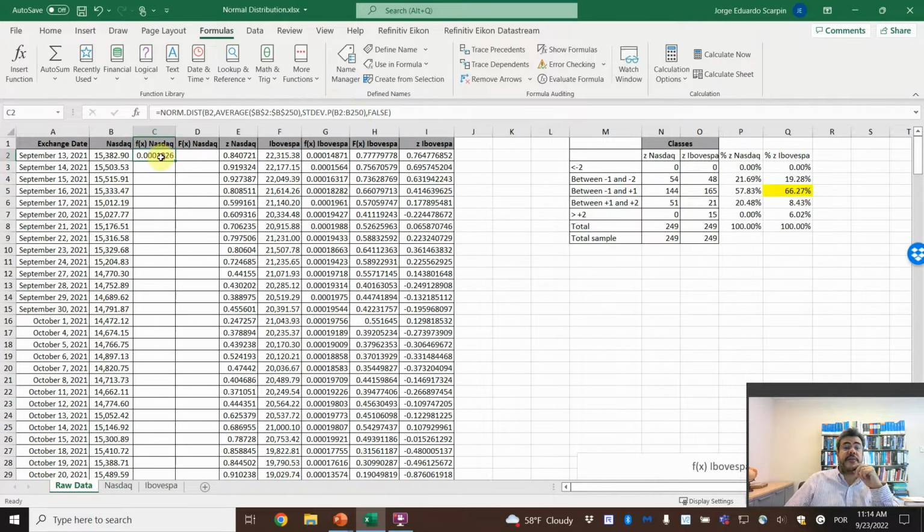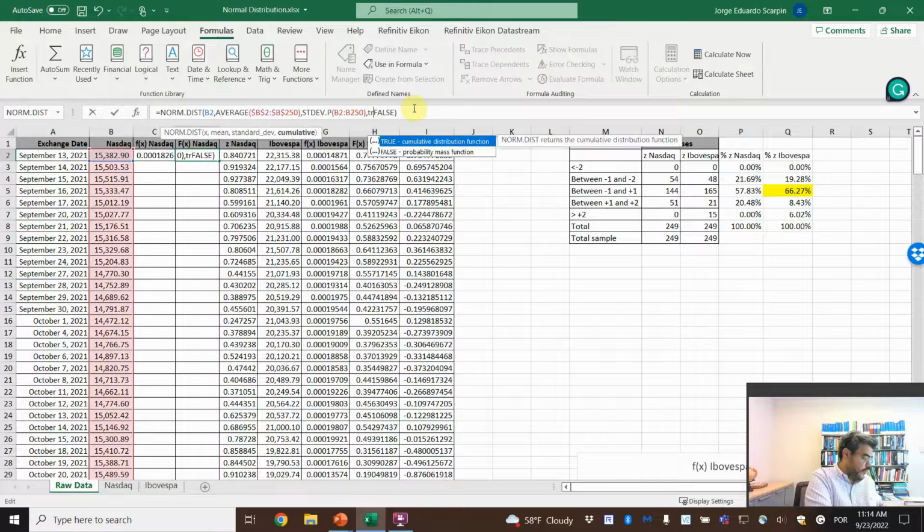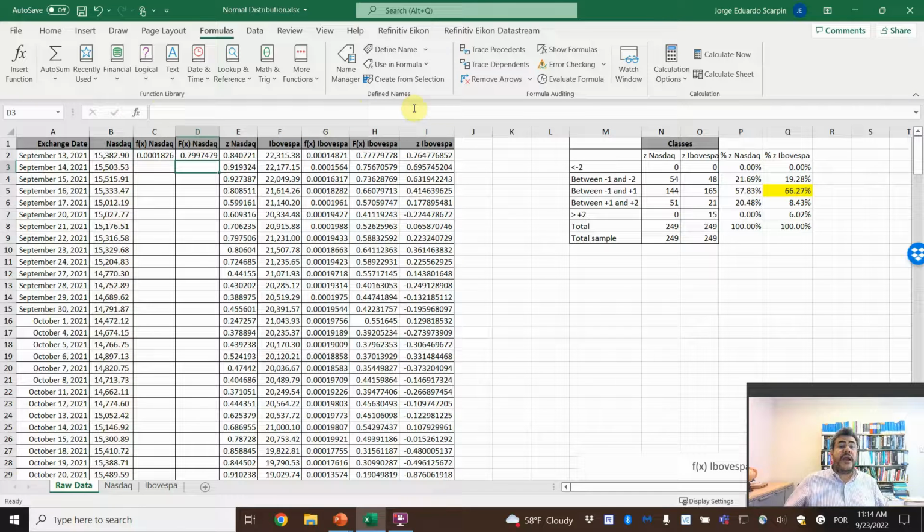So this is the density function, so it's not the cumulative. The cumulative is the same formula. So let's copy and paste the formula, not the cell. And instead of false, we go with true. So there is 79 or 80% probability that NASDAQ will be from 0 to 15,382, for instance.